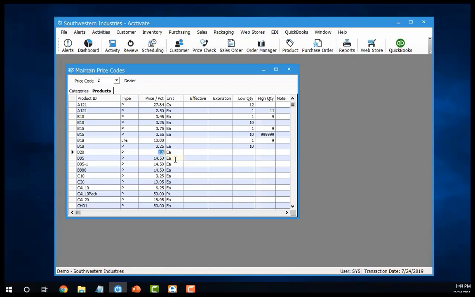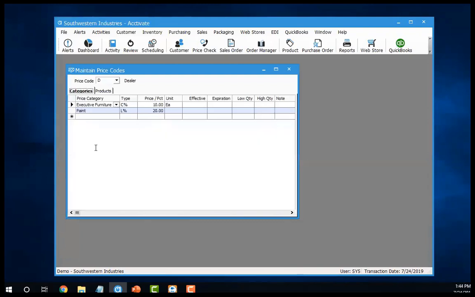But moving past that, we'll go to the categories. So let's say B20 did not have a direct relationship with the dealer price code, but B20 was a part of this price category, a grouping of products, and we could define that relationship. So here we'd say, let's say it's in supplies, and here you would set that relationship.